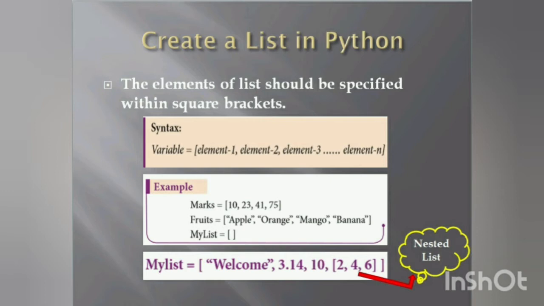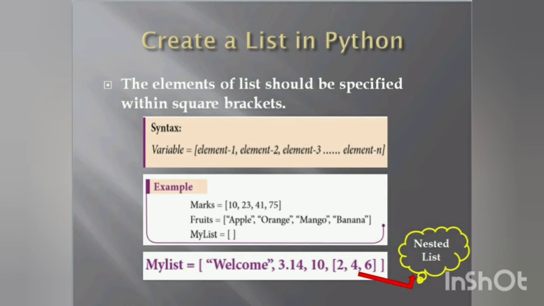For a single variable, you can use one integer, another float, another string. Whatever you want to store for the particular variable in the list, you can store different types. Here, look at the example. My list is equal to welcome, comma, 3.14, comma, 10, comma, 246. Here see how many list elements are created with different data types, right? First one is a string, second element is a float, then the third element is an integer, then the fourth element is another list.